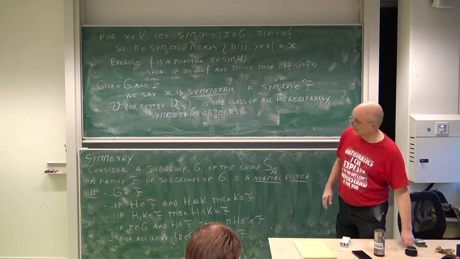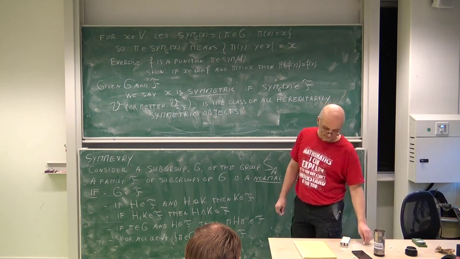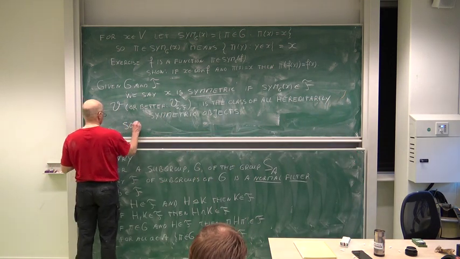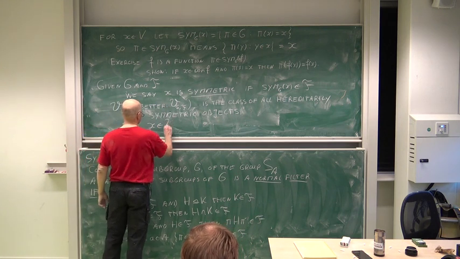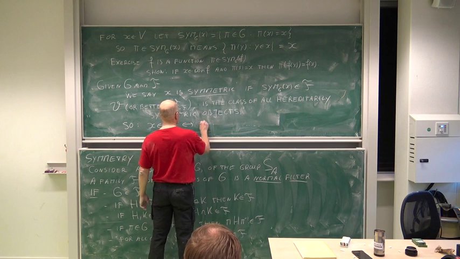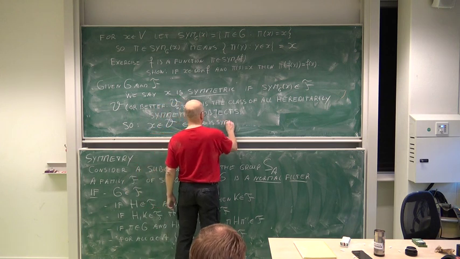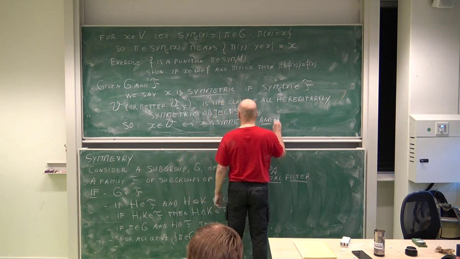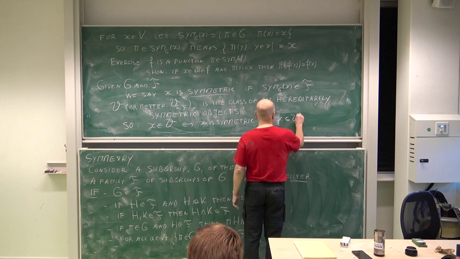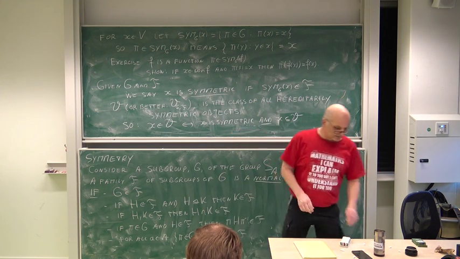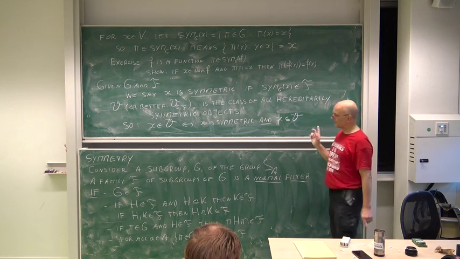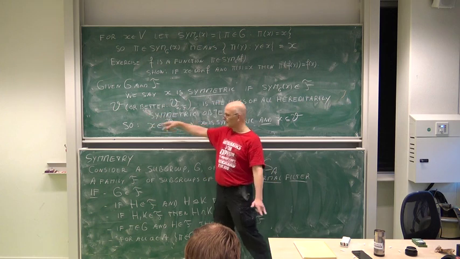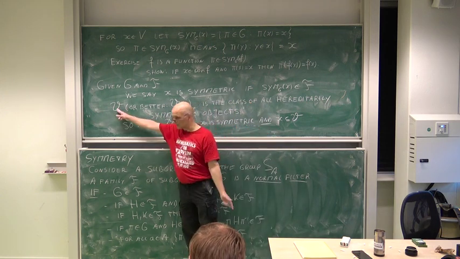And what do I mean by hereditarily symmetric? This looks almost circular. X is in script V. In case you didn't realize, this is supposed to be a V.